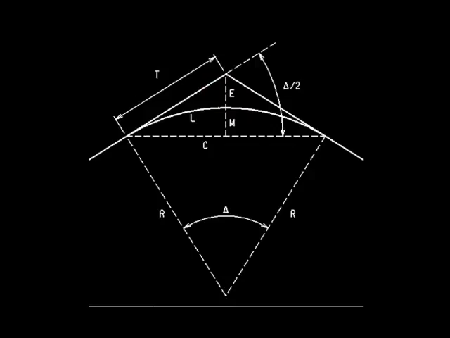A few other relationships are handy to remember, and probably the most critical one is the fact that the angle between the tangent line that you see labeled there and the long chord from the PC to the PT, that angle is delta over 2, or half of the central angle. You could say this is the deflection of the PT relative to the PC and PI line.